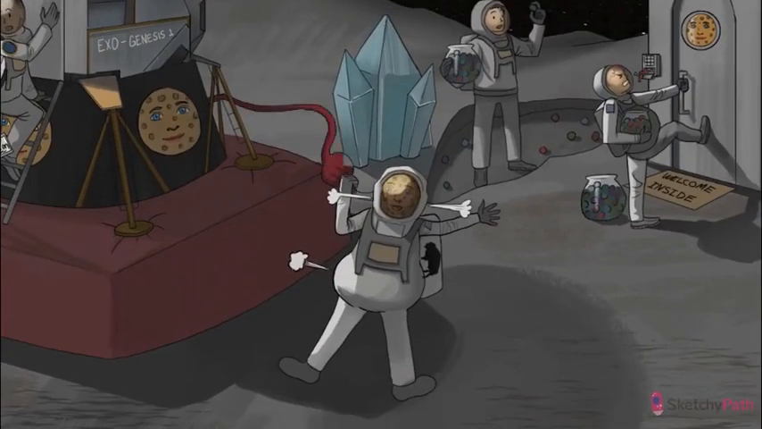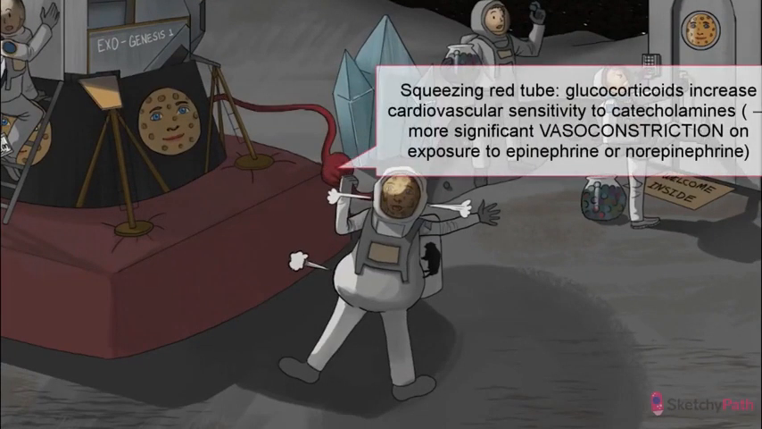Glucocorticoids also increase cardiovascular sensitivity to catecholamines. In simpler terms, that means when vascular smooth muscle cells see epinephrine or norepinephrine, instead of going, they go, which, in slightly less awkward and more intelligible terms, just means that the vessels are more easily constricted when stimulated.